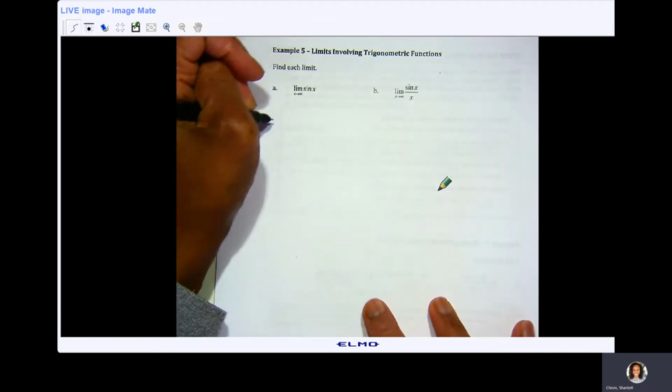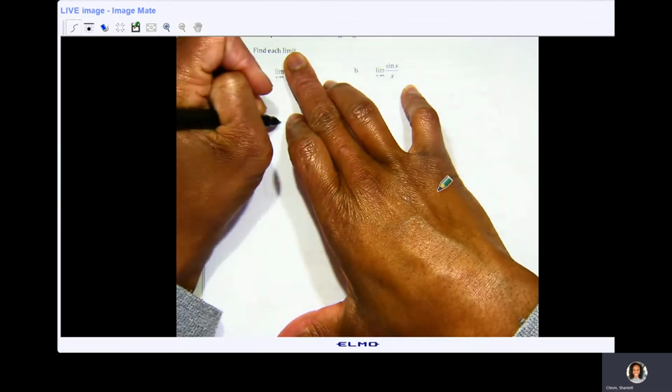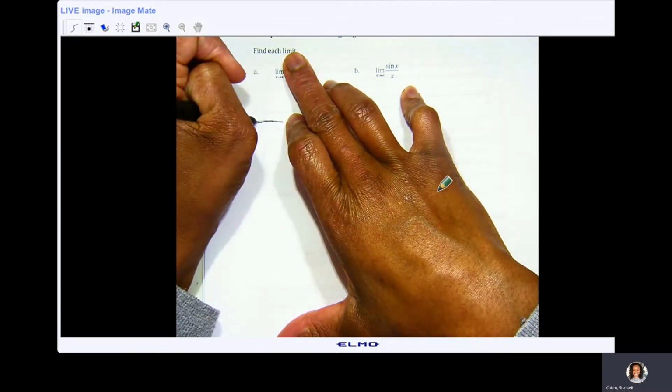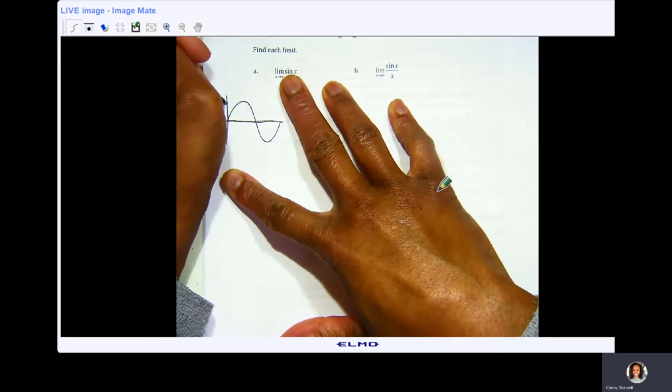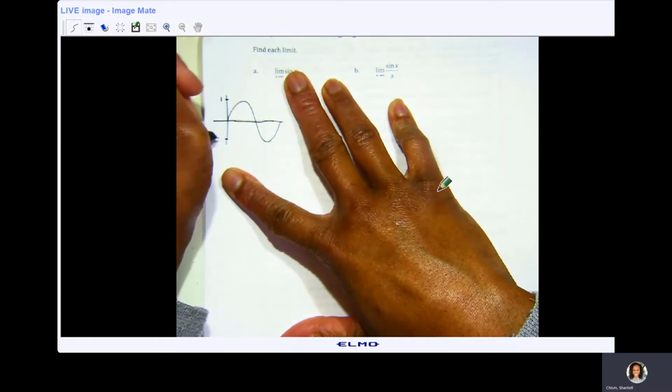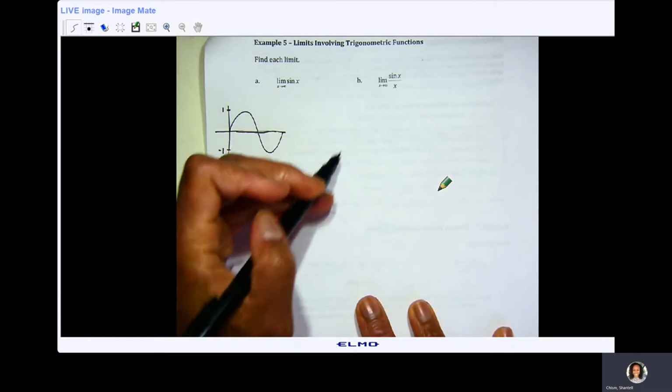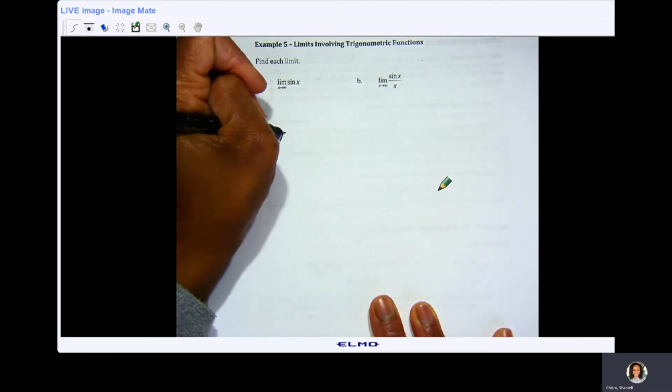All right. These two examples are limits involving trig functions. Here, the first one, the limit as x approaches infinity of sine x. Well, as x approaches infinity without bound, sine x just keeps oscillating. Let me show you what I mean here. Remember, one full period for sine looks like this. And it goes up to 1 and down to negative 1. Well, it just keeps on doing that over and over as x approaches infinity.